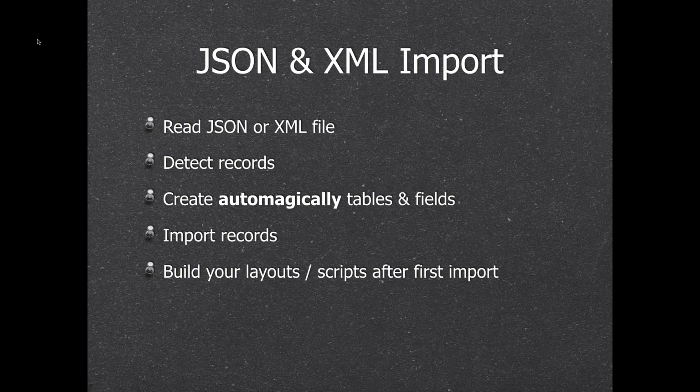We have our JSON XML import. So you can pass in a JSON text or XML text to the plugin. We analyze the text, find records, create the tables and the fields in your FileMaker database, then import the records, and you can build a layout for the tables or a script to use the data. This is great because you can automatically import a lot of data regularly. And if there's a new field added later to your XML, you will automatically get the new field in FileMaker too.